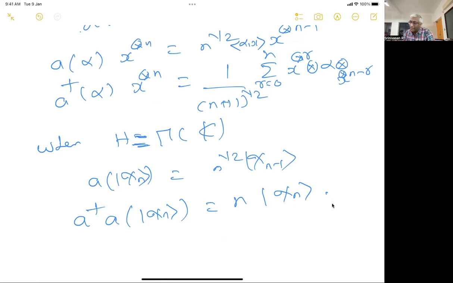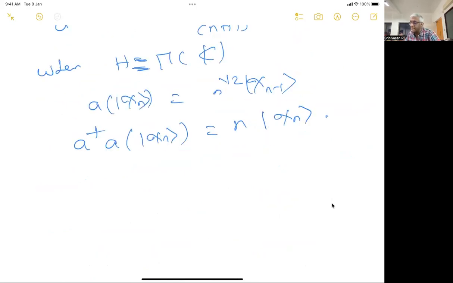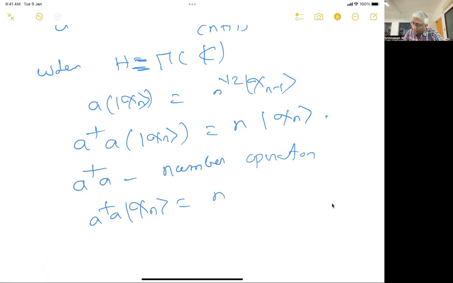Why do you get n^(1/2)? Because 1 over (n plus 1) to the half is there, but there are n terms, so you get n on the top. So A dagger A acting on chi^n is n times chi^n. On the nth particle space, it acts as the number n. This is what is called the number operator. You can call it N or lambda or whatever. Let us use A dagger A as the number operator. On the nth particle space its value is n: A dagger A chi^n equals n times chi^n.